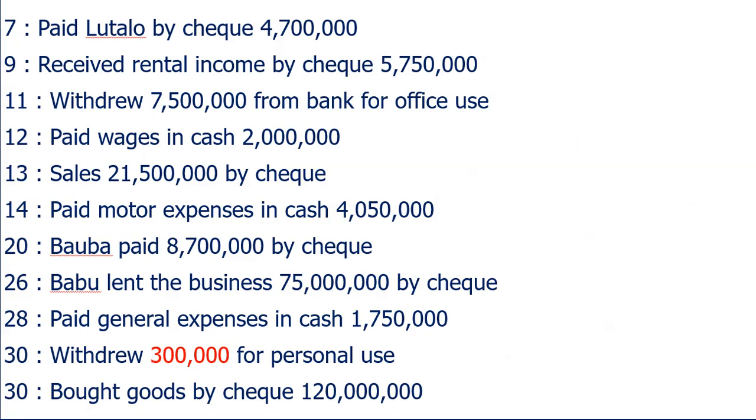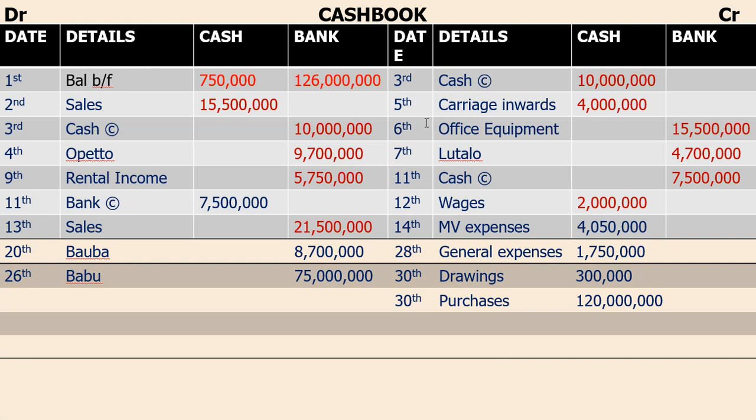Then on the 14th, paid motor vehicle expenses in cash. We are going to credit the cash column of the cash book with the motor vehicle expenses. And this is done also here. I'm going to paint it red. We are crediting. This is the credit side of the cash book.